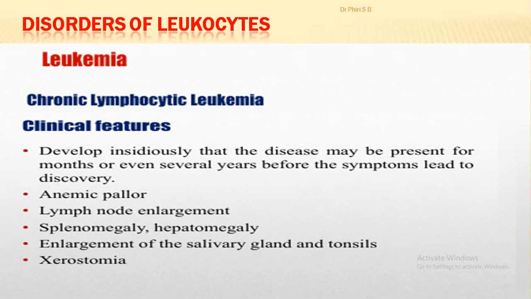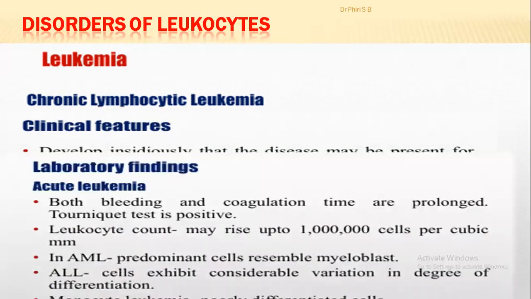Then anemic pallor, so there's pallor because it could be that there's reduced production of red blood cells as well in leukemia. Then lymph node enlargement: there's hyperactivity of the lymph nodes, or the lymph nodes are reactive, so we find enlargement of the lymph nodes. Splenomegaly, hepatomegaly, enlargement of the salivary glands and tonsils. Then you can also have xerostomia, which is dry mouth. There's a reduction in the production of saliva, so you have a dry mouth because of that.